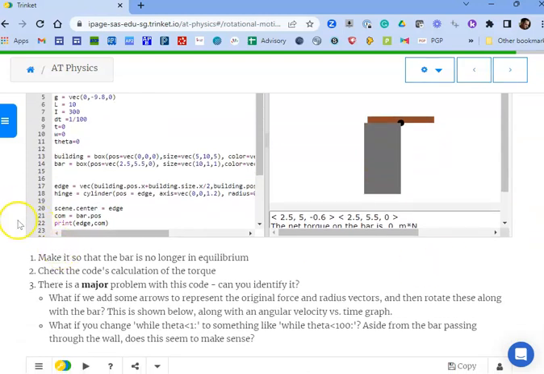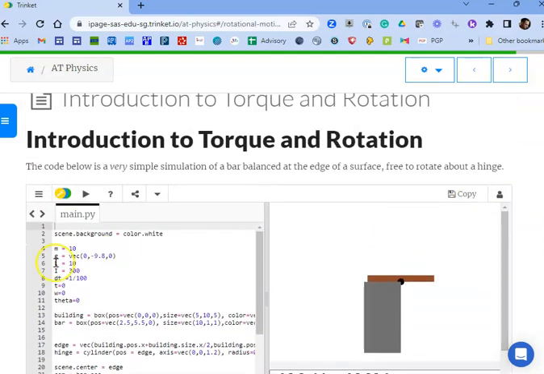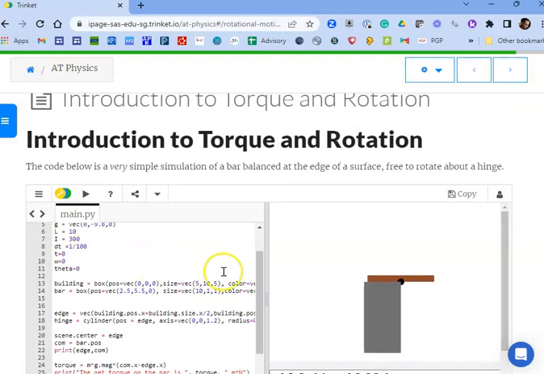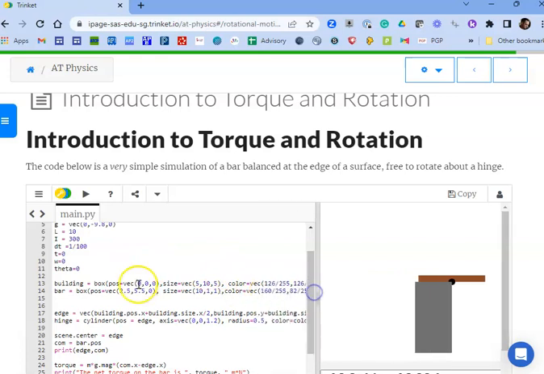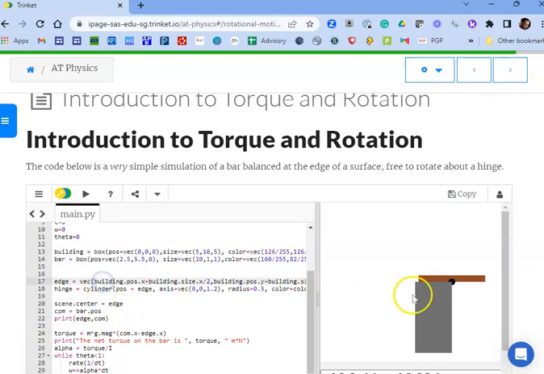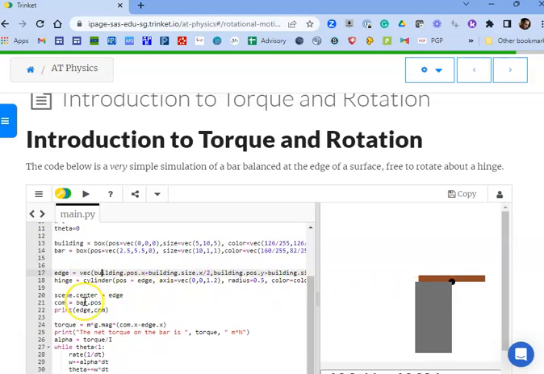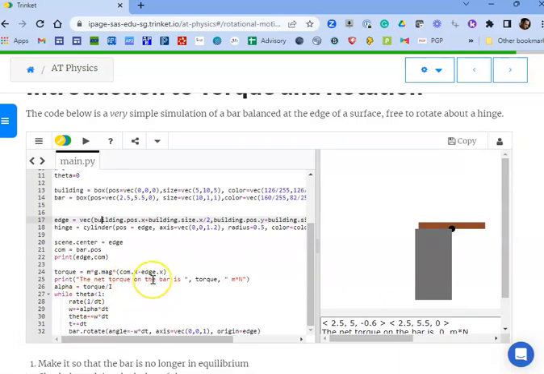So the first question I ask you to do is make it so that the bar is no longer in equilibrium, and you need to change the code to do that. Looking through the code, you can see the objects that I made, the building and the bar, and then the edge of it is defined in the hinge. What we need to do is shift this bar a little bit over to the right.